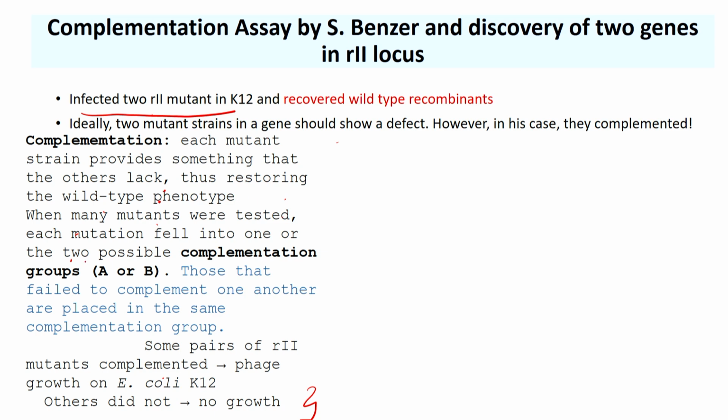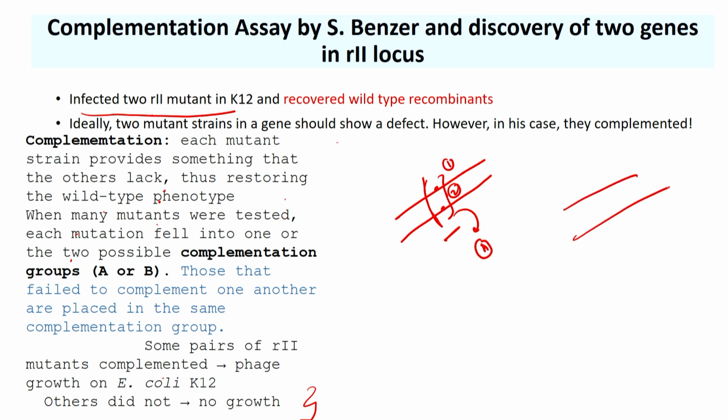When many mutants were tested, each mutant fell in one complementation group. The two possible complementation groups could be A or B. I will show you with a little example. If you have a mutation here, and another mutation is also at the same place, then you have the loss in both the copies, and they cannot complement each other, and so they do not grow. And because they do not grow, both 1 and 2 fall in one complementation group A, right.